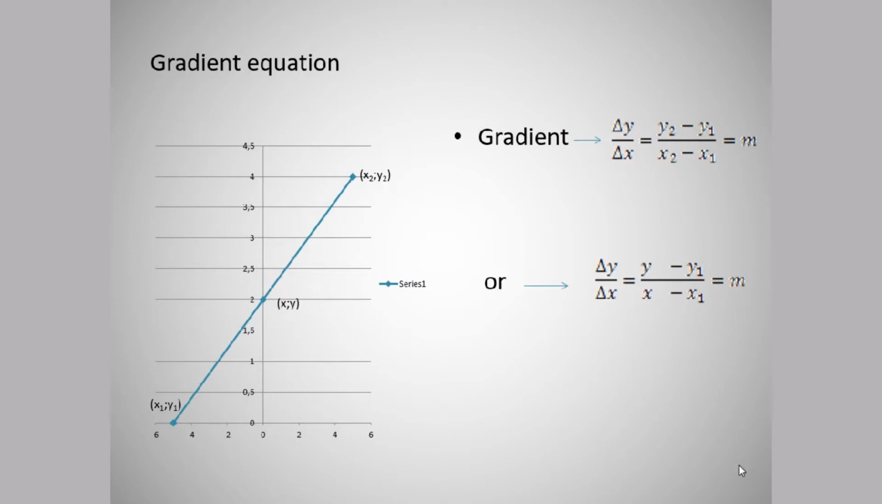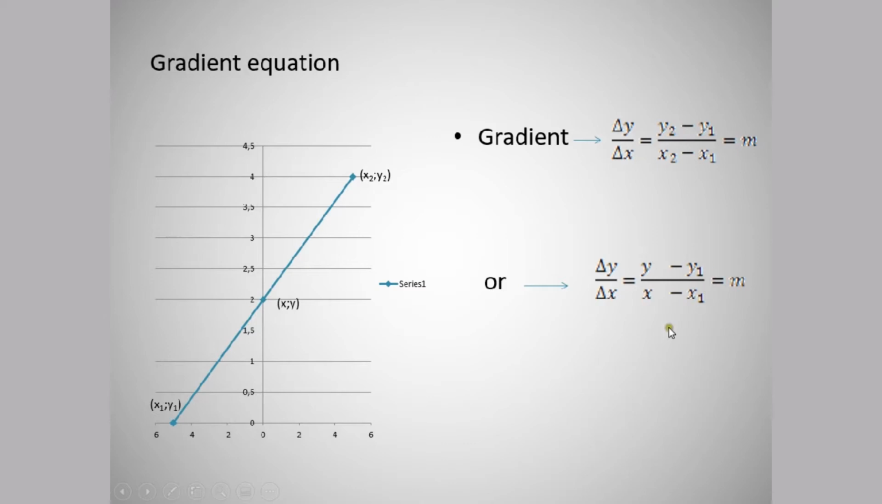Now, when we have got such a graph, the gradient is indicated at the top here. It will be the change in y divided by the change in x. And so we can get it by saying the value y2 minus the value y1 divided by the value x2 minus the value x1. That gives us m, the gradient.